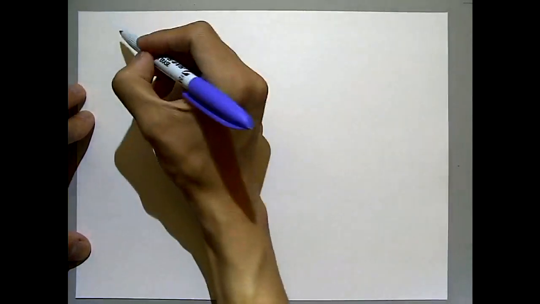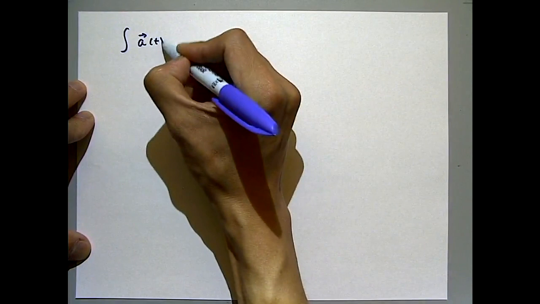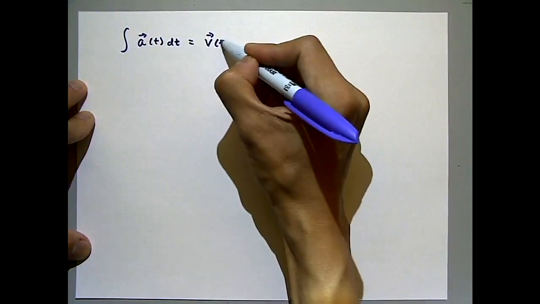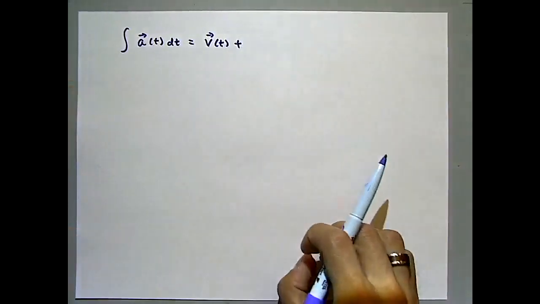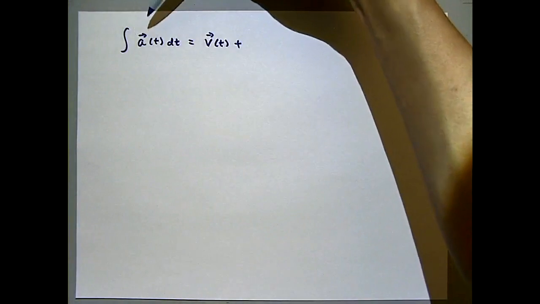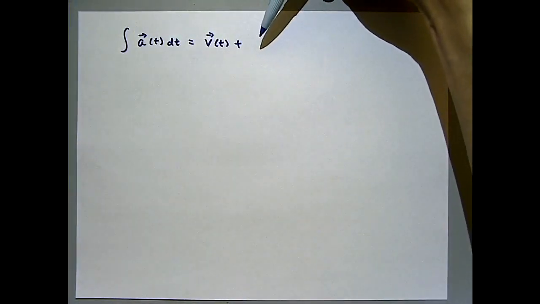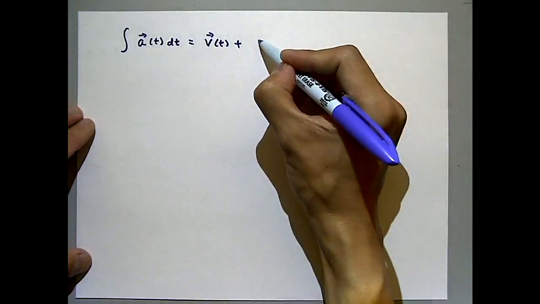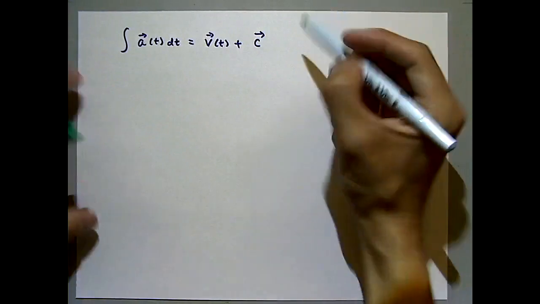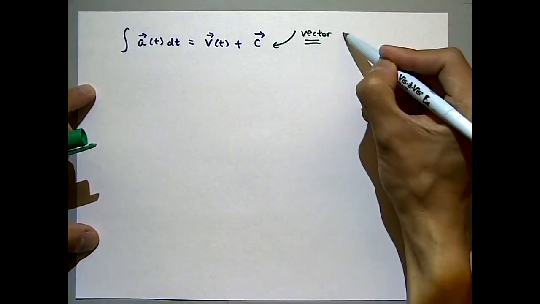All right, we also know that if I take the integral of the acceleration vector, I get my velocity. But now we're going to be careful. We've seen this before. When you integrate a vector valued function, you will get a vector constant of integration.